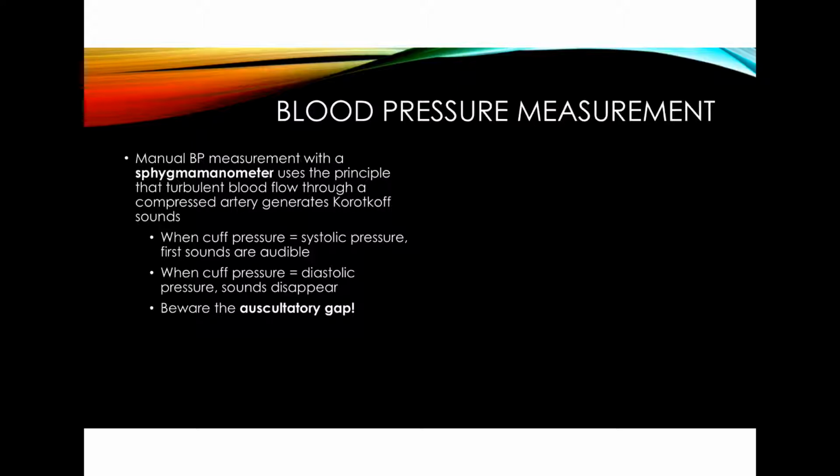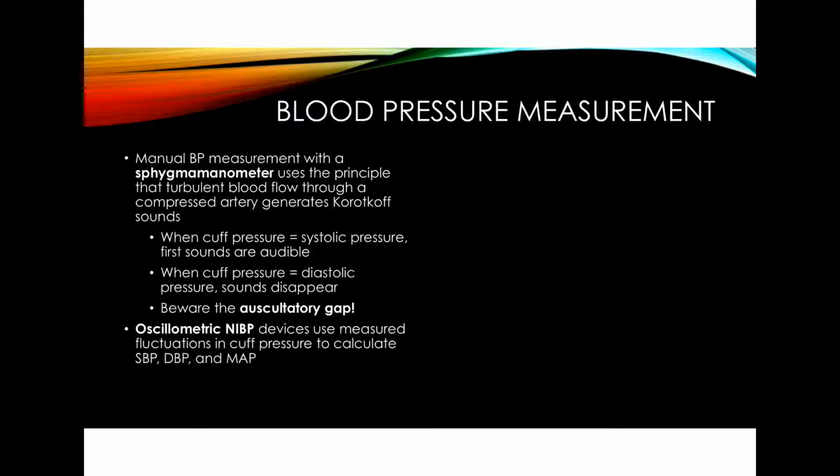More recently, manual blood pressure measurements are being increasingly phased out in favor of the oscillometric, non-invasive blood pressure measuring devices, also known as the automatic BP machines. These devices also use a cuff and inflate it automatically and let it deflate. Instead of listening for sounds, they measure small fluctuations in the pressure in the cuff over time as the cuff gets deflated, and they'll use a proprietary algorithm to convert these fluctuations into systolic and diastolic numbers.